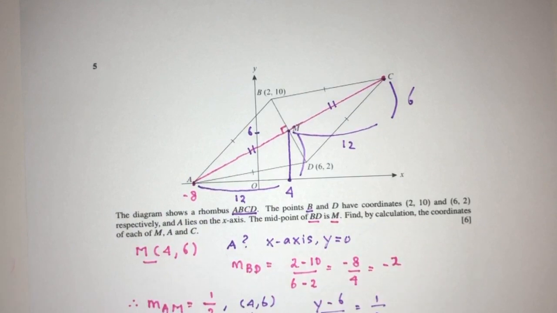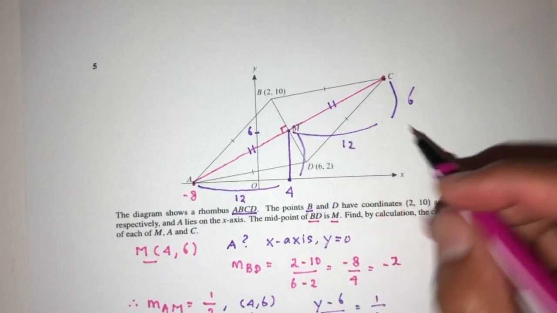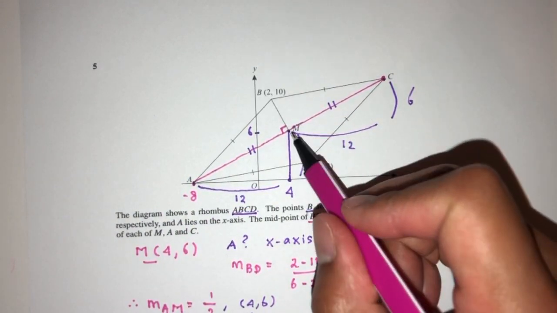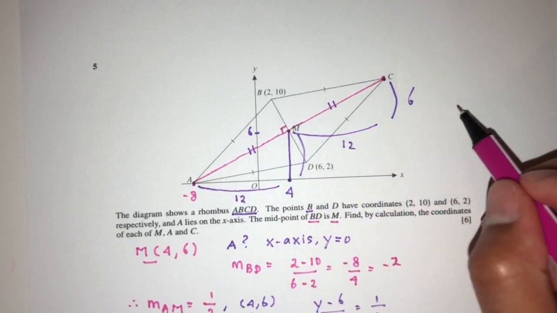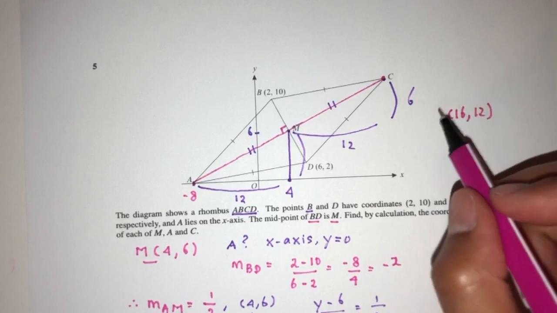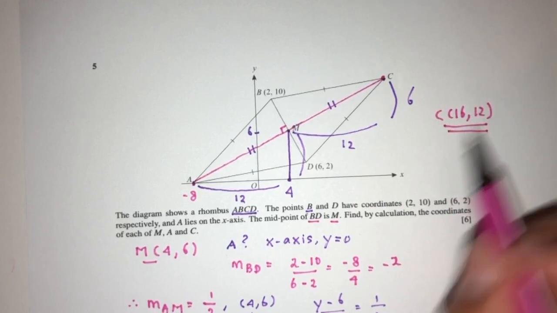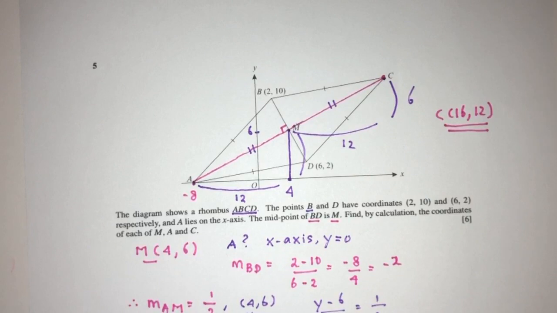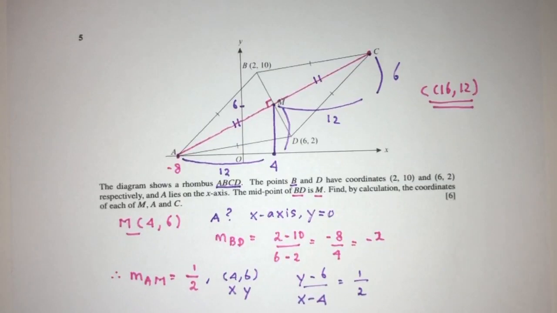Now by comparison, the point M is given to you by 4, 6, so move 12, that will be 16. 6 plus 6, that will be 12. So the point C by vector displacement will be 16, 12. And that will be the question in regards to geometry.